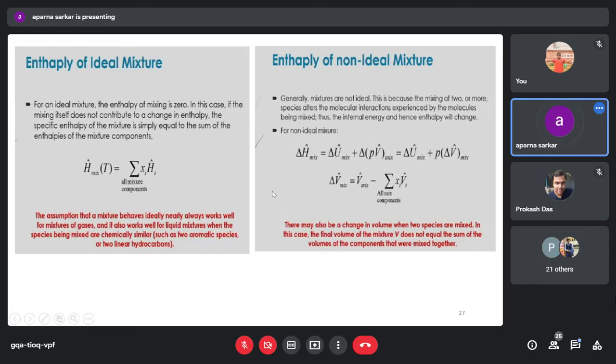So then what is the equation for non-ideal mixture?